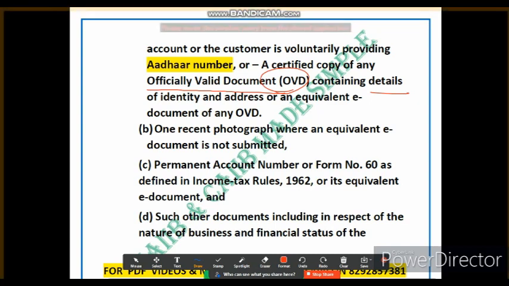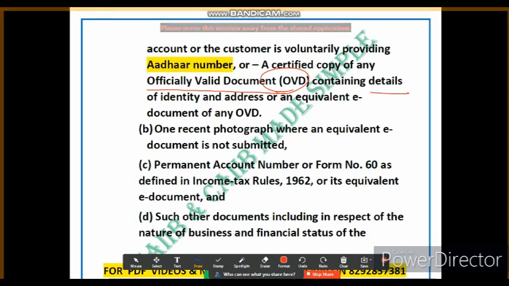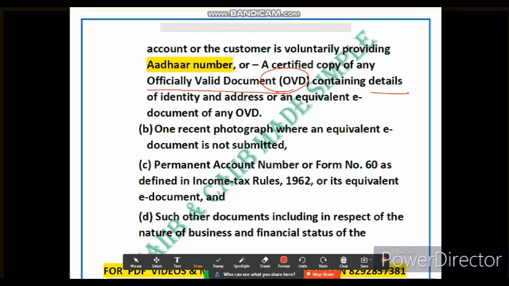If the customer is unable to submit an electronic document equivalent to the photograph, a physical photograph must be provided. So a physical photograph is a prerequisite if he is unable to provide any electronic photo. For example, while opening a bank account, an individual needs to provide a recent photograph. The photograph helps verify the customer identity and is included in their account record. If the customer cannot submit an equivalent electronic document, they must provide a physical photograph.